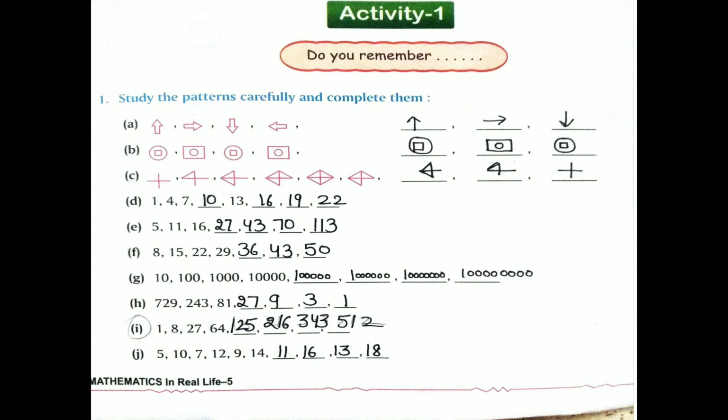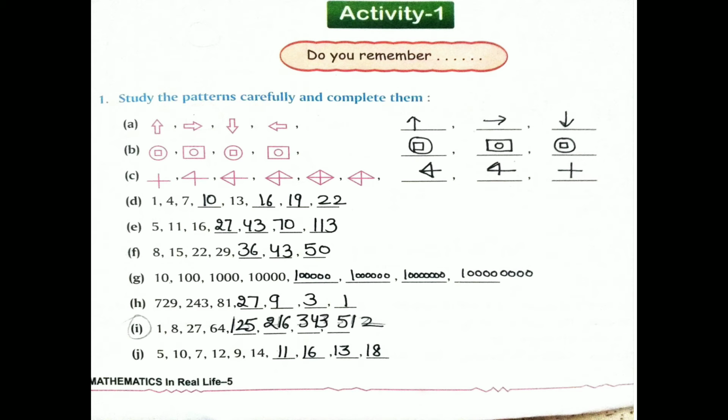Now what they do in E part, 5 plus 11 it becomes 16. So 16 they have written. Next time you have to add 11 and 16: 11 plus 16, answer comes 27. Then you add 16 and 27, answer will be 43. Then in the next step you add 27 and 43, answer comes 70. Then you add 70 and 43, answer will be 113.